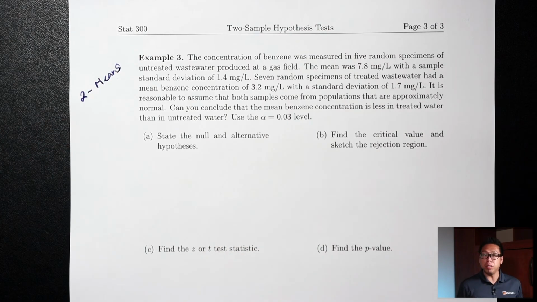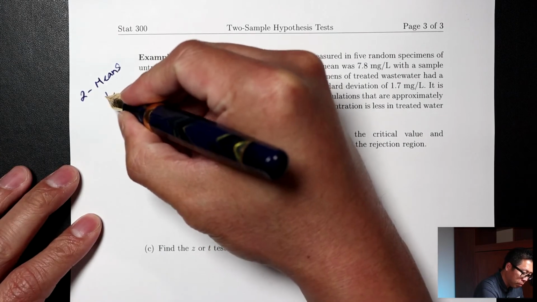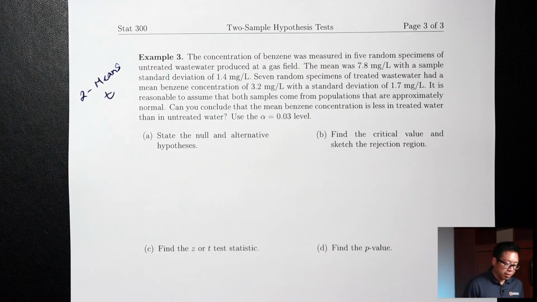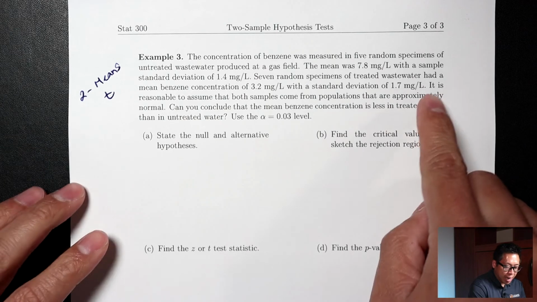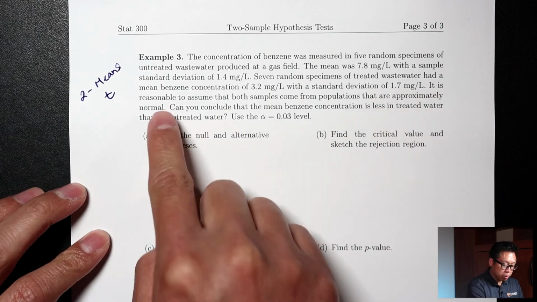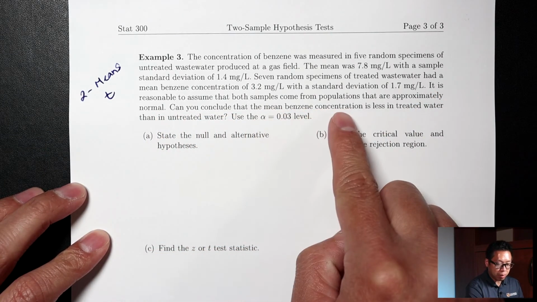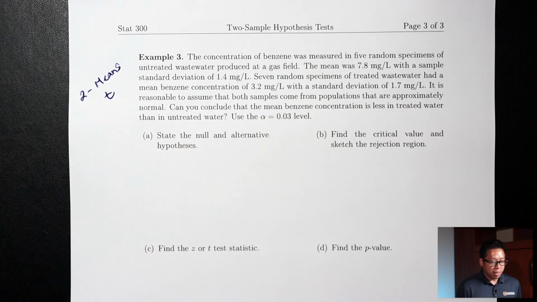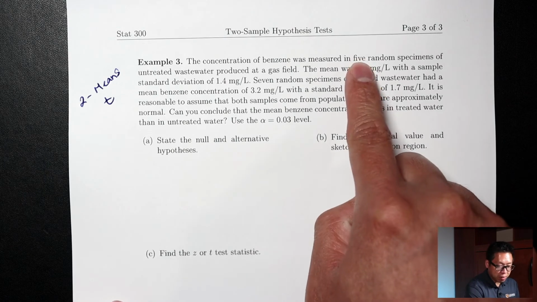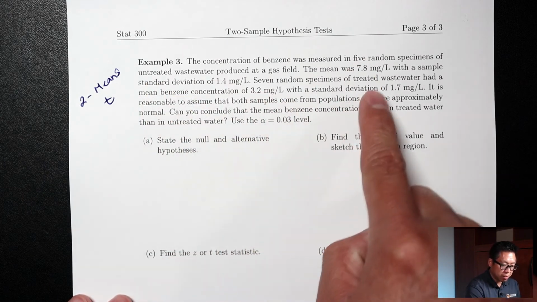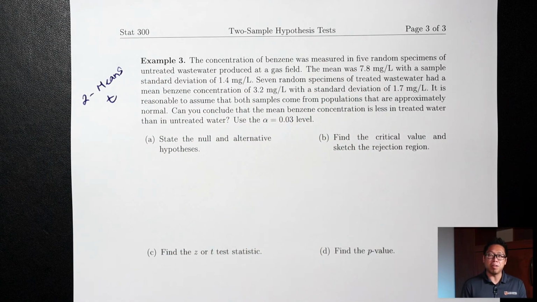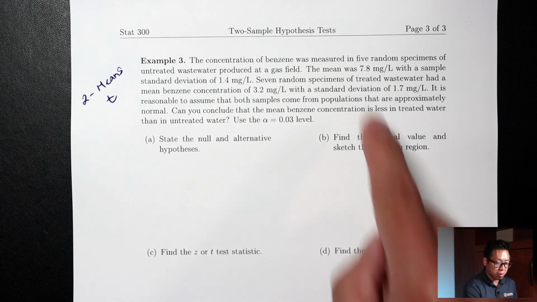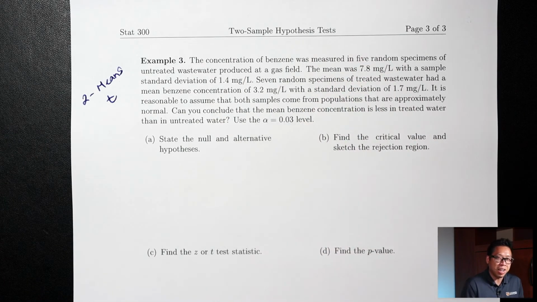And for means, I should be using t's. And just as an aside, the reason I had to include the sentence "it is reasonable to assume that both samples come from populations that are approximately normal" is because the sample sizes here are really small: 5 untreated and 7 treated. So the central limit theorem does not apply in this case because of those small sample sizes. So I do have to mention that these samples come from a normal distribution.